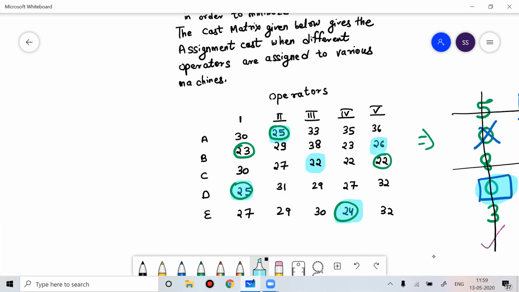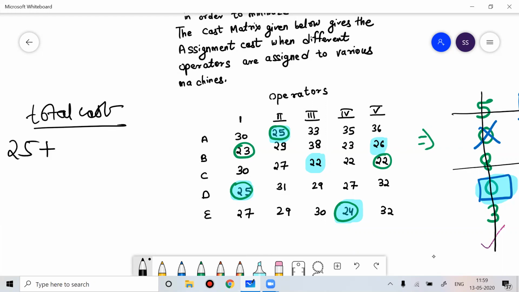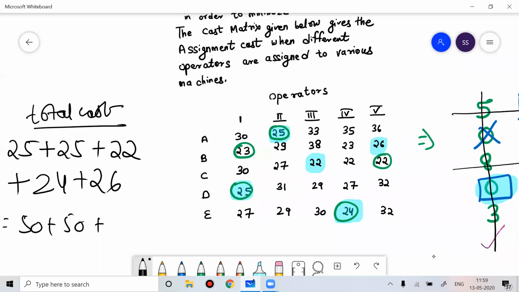So with this I can find the total cost. The total cost will be 25 plus 25 plus 22 plus 24 plus 26. That is 50 plus 50 plus 22. So your total cost is 120.